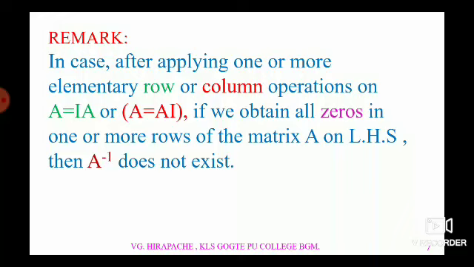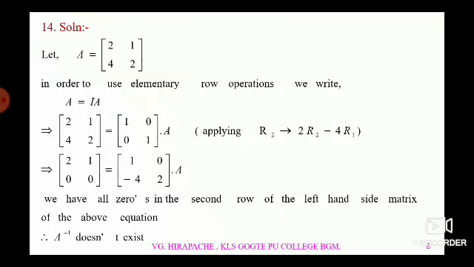Meaning, in the left hand side matrix, if any row or column consists of all zeros, then the inverse of such a matrix does not exist. To understand this remark, let me do one or two examples so that it will be easy to understand whether the inverse of a given matrix exists or not.